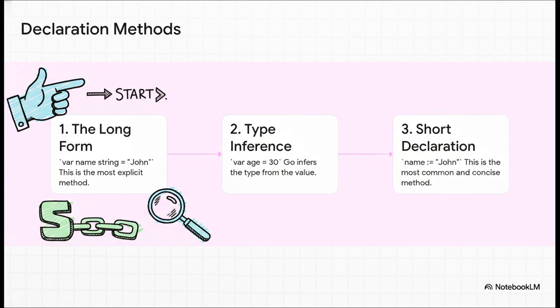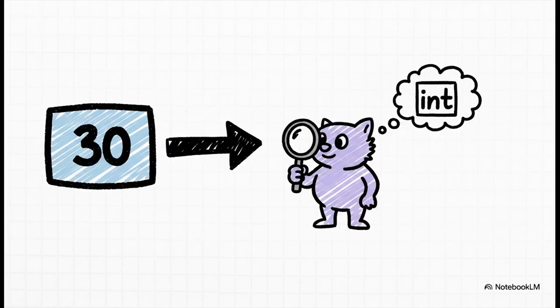All right, let's start with the first method, the long form. This is the most explicit, and honestly, it's the easiest to understand when you're just starting out. You literally use the word var, you give your variable a name, you tell Go exactly what type of data it will hold, like string for text, and then you give it a value. You're spelling everything out for Go. But like I said, Go is a smart language. It can often figure things out on its own.